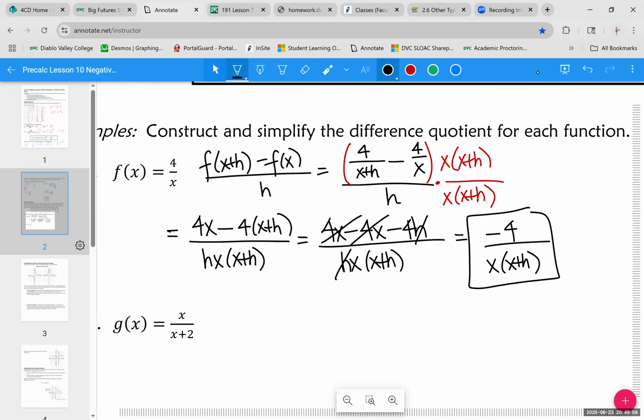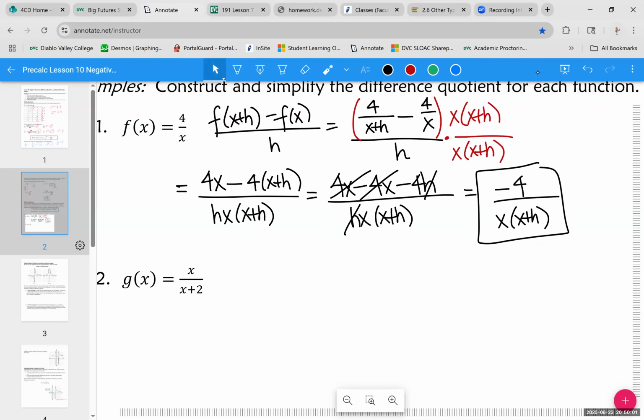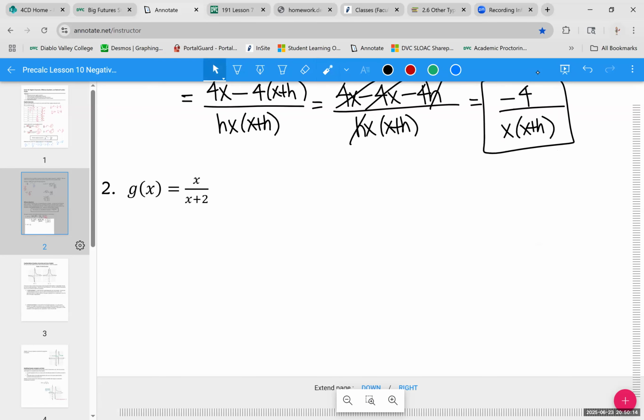So this isn't particularly new. The difference quotient part of it is a little bit new, calling it that. But we know how to plug things into a function, and we know how to simplify complex fractions. So I'm going to set up the second one just to get the first step going for you, and then I want you to keep trying.